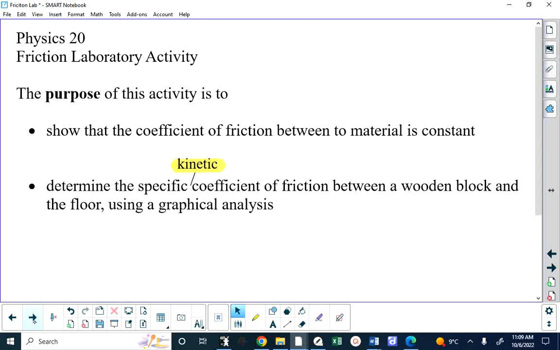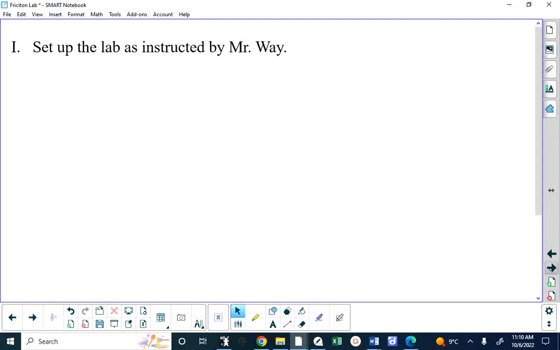You're sitting there, you've got your spring scale attached, you've got your wood. By the way, on all of the pieces of wood, someplace it tells you the mass of the wood. So we don't have to worry about finding any masses here. They're given to you. So this one, if you have this piece of wood, it's 514.6 grams, which is 0.5146 kilograms. So you set up the lab as instructed by Mr. Way. So you're sitting there. I want you using the floor, so this stuff is all on the floor.